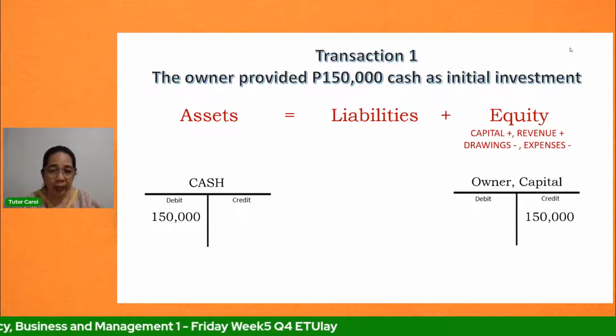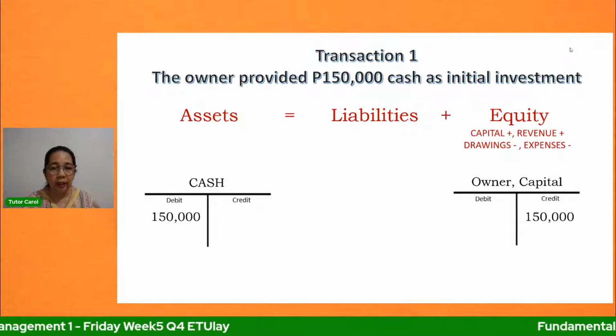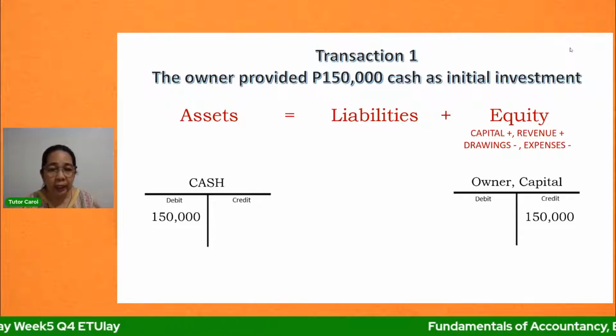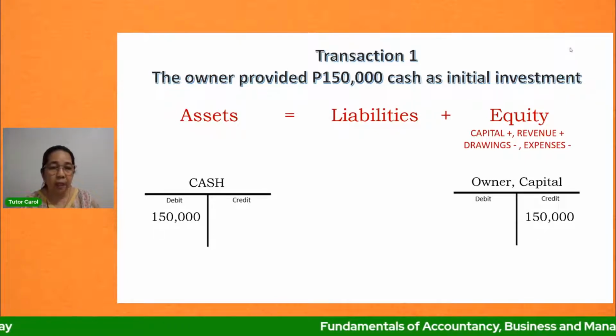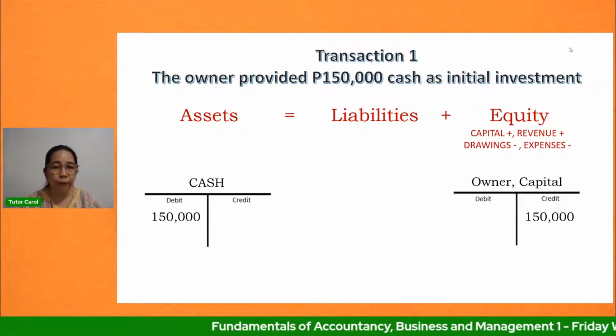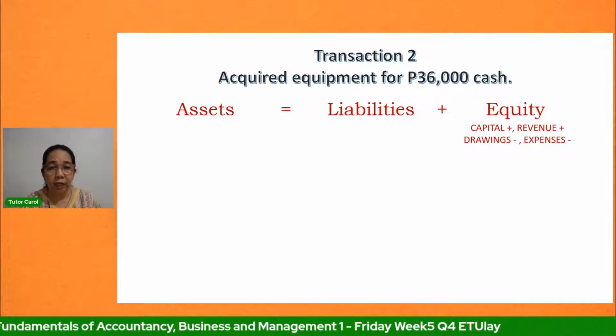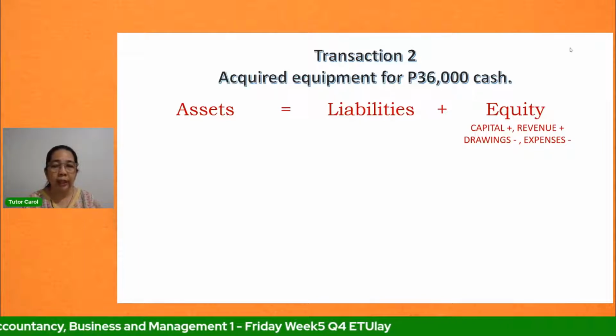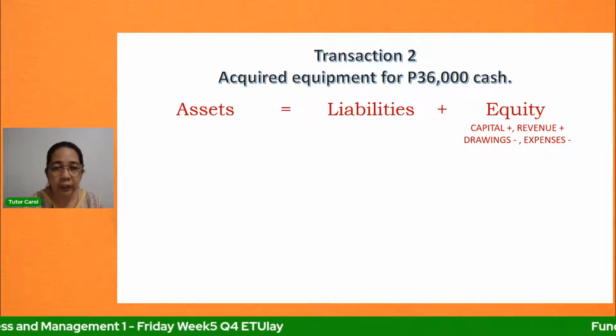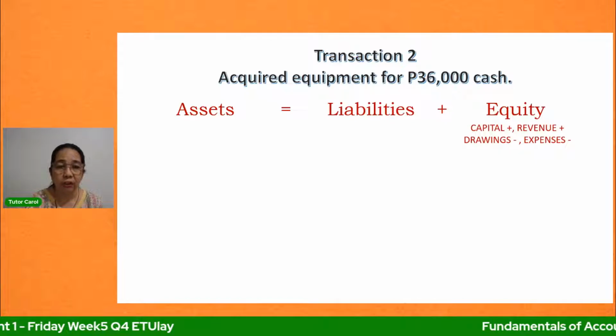Laging tanong, what is added to your asset? And then, saan galing? Who is the giver of that movement in the asset? Okay, next transaction, please. Transaction number 2. Acquired equipment for 36,000 pesos cash.